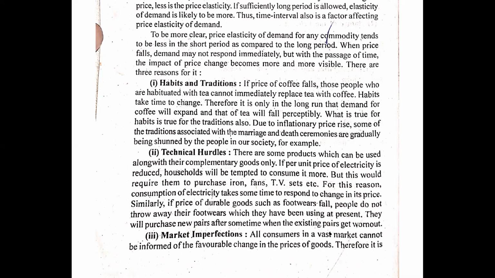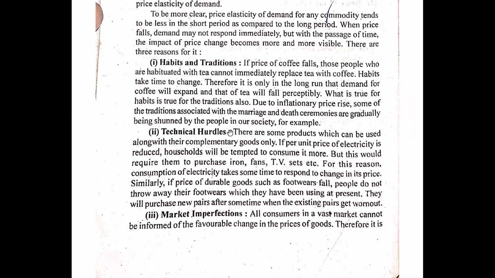Now we have the second point, that is technical hurdles. There are some products which can be used along with their complementary goods only. If the per unit price of electricity is reduced, households will be tempted to consume it more. But this would require them to purchase iron, fan, TV sets, etc. For this reason, consumption of electricity takes time to respond to change in its price.